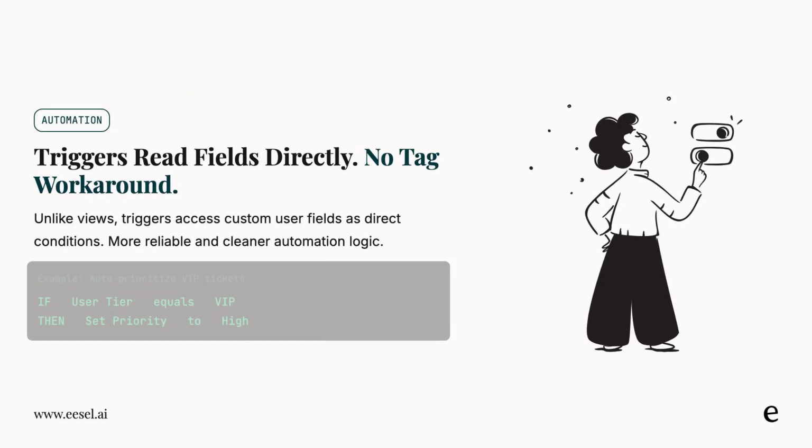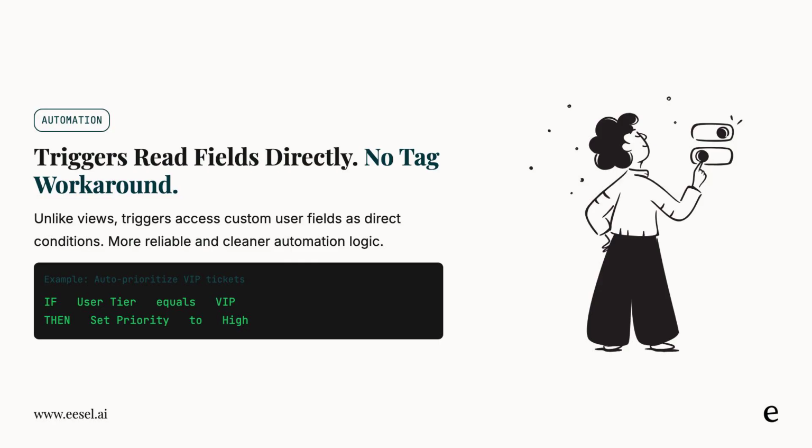Unlike views, triggers can reference your custom user fields as direct conditions, no tag workarounds needed. Set a trigger to fire when customer tier equals VIP, then automatically assign high priority. The logic is cleaner and far more reliable.